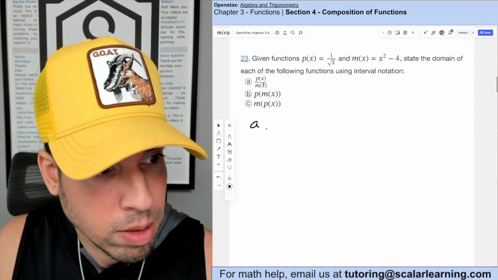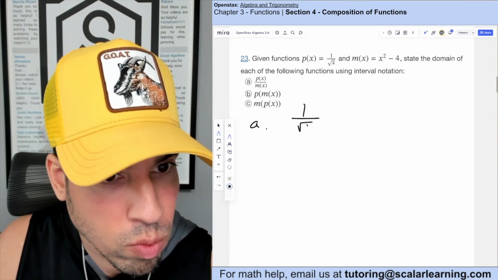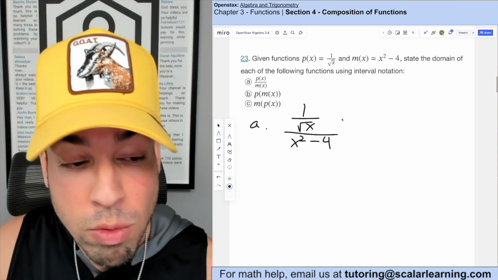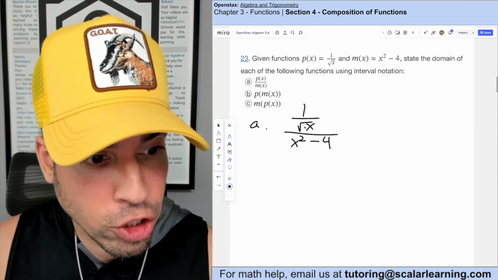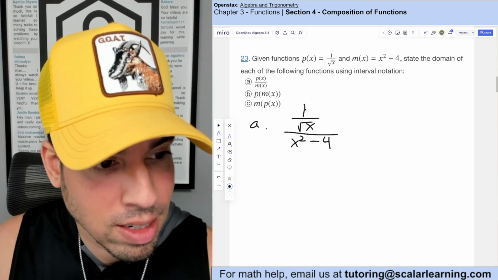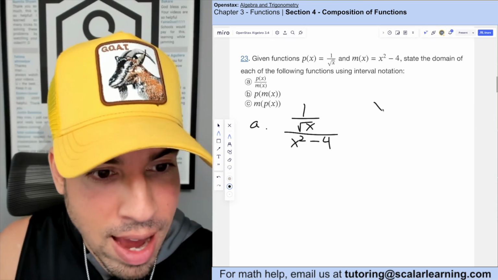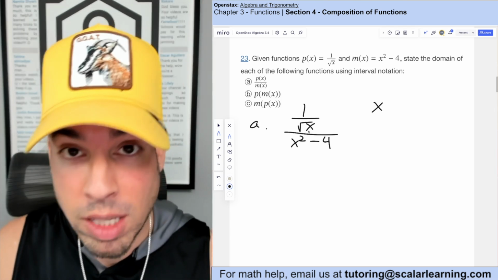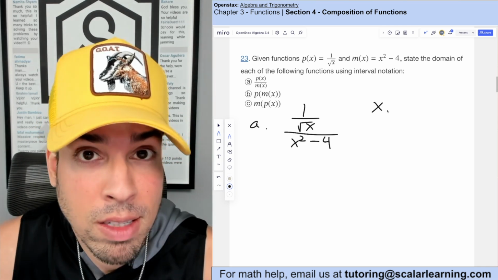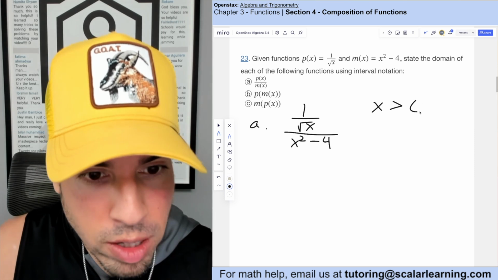For part A, we're simply taking the quotient of these two functions. So it's 1 over root x, over x squared minus 4. Now to find the domain, we're really talking about domain restriction. Right here, we've got a radical x, but it's not only a radical x, it's also in the denominator of 1 over root x. So there are two problems. X cannot be negative because that would take a square root of a negative, and it can't be 0 because it's 1 divided by that. So we're basically excluding all negatives and 0. So we're going to say x has to be greater than 0.